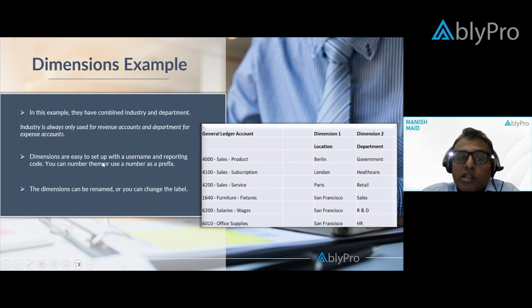Dimensions are very easy to set up with the username and the reporting code. You can prefix the dimension name with a username, or you can prefix a number before a dimension name. You can set up the dimensions here, and you can select these dimensions while you create the transaction documents.